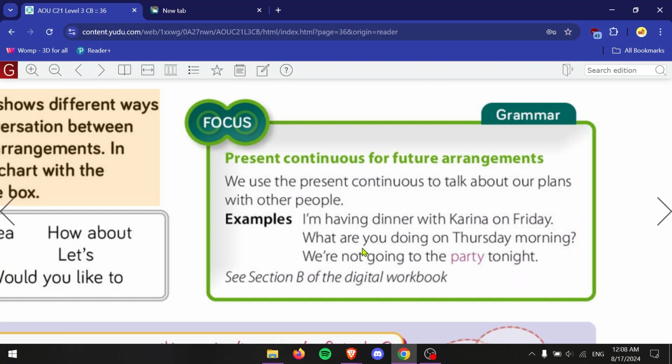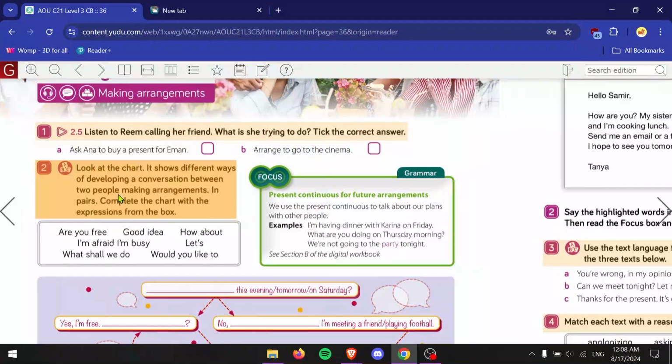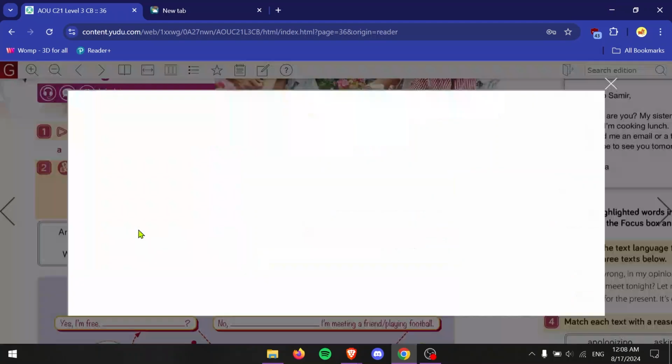For example, I'm having dinner with Corinna on Friday. It's not something that has happened yet, but we use present continuous. What are you doing on Thursday morning? We're not going to the party tonight. All of these are examples of the present continuous being used for future arrangements that have not happened yet. Okay, so now let's go to exercise 2.